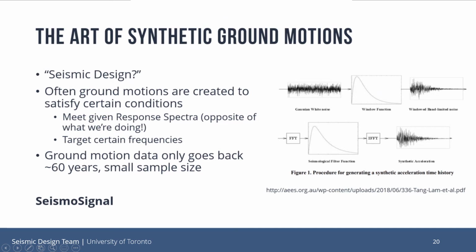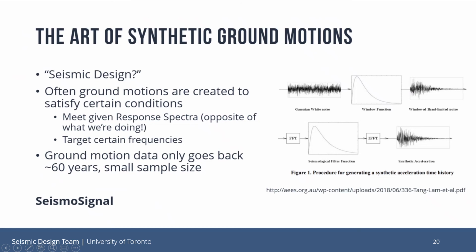And this is done, you can see on the picture on the right, what they'll do is they'll generate Gaussian white noise. They'll apply some kind of function to change that noise a little. And then once they do the Fourier transform, they're going to make it match a certain response spectrum, which is the opposite of what we're doing. We get a ground motion and we see what response spectrum we get. And sometimes in industry, they need a ground motion to have a specific response spectrum. And so they'll create a ground motion based on that response spectrum to have that response spectrum.